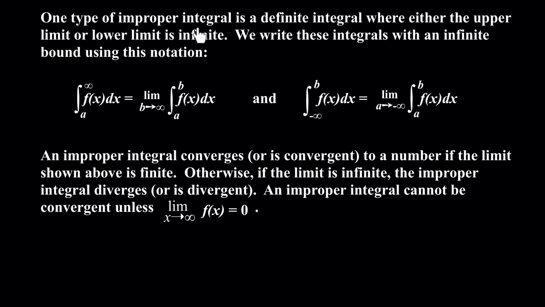One type of improper integral is a definite integral, meaning we do have boundaries, where either the upper limit or the lower limit is infinite. We write these integrals with an infinite bound using this notation. So if you have an integral that goes from a, which is some constant value, up to infinity of f of x dx, we need to write that as a limit. And so this is going to be the limit as b approaches infinity of this integral.